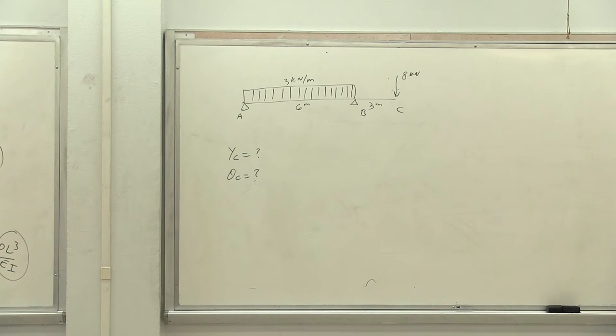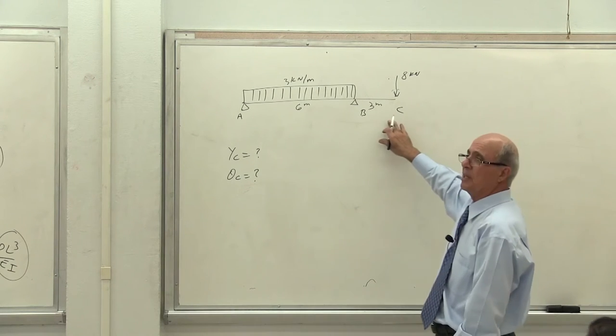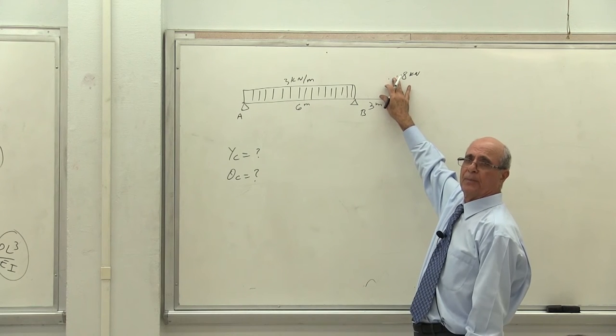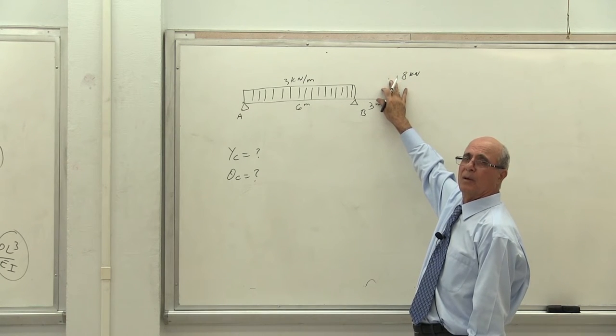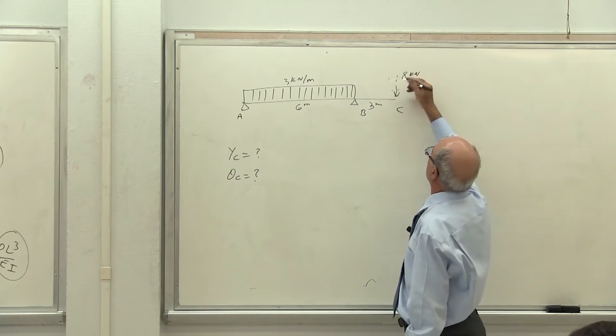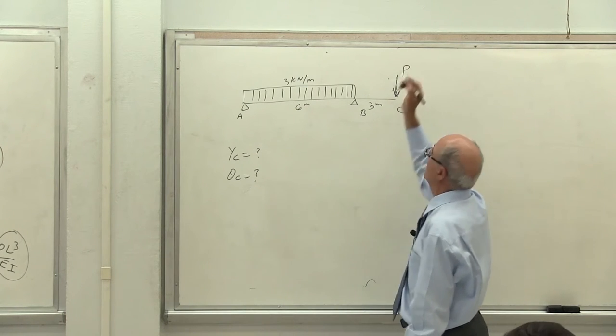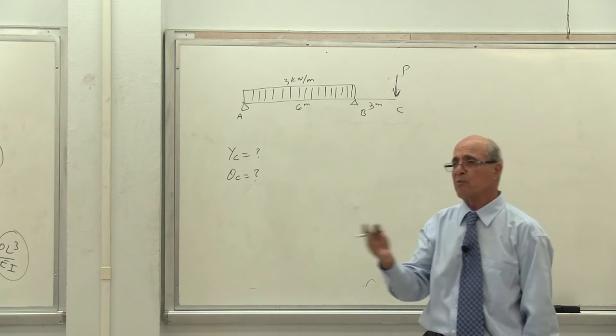Step one, what should I do? Let's say you are going through your homework, and you want to solve this problem. I need Y at C. So what do I need here? You need to make that non-numerical. Of course, that's the first point. You forget about 8. You put here P. That was what I was saying.